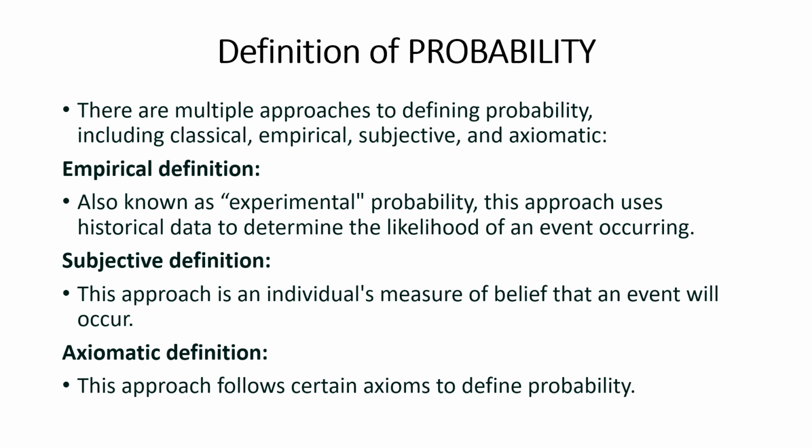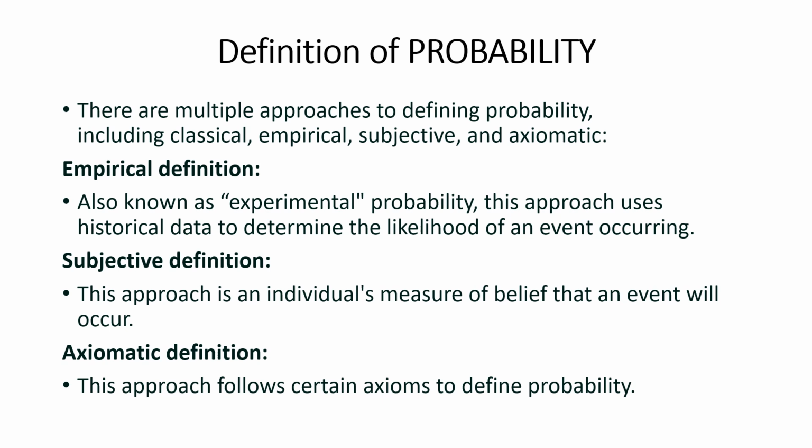Subjective definition. This approach is an individual's measure of belief that an event will occur. If I say there are 80% chances that a particular candidate will win the election, this is my belief. So it is called subjective definition of probability. And the axiomatic definition follows some axioms which define probability. There are some axioms based on which you can give the definition of probability. But what we are dealing with here is just the classical definition of probability.